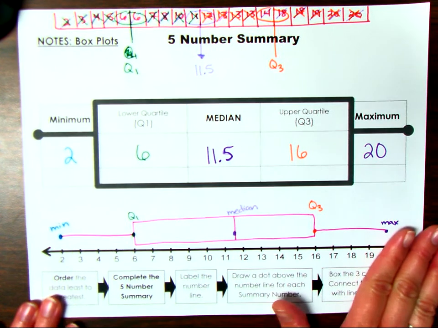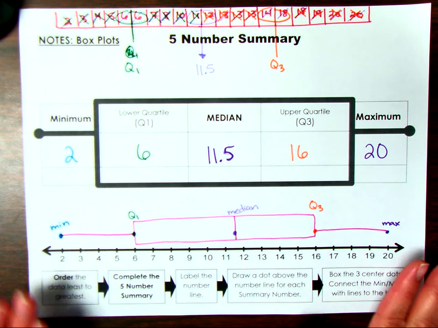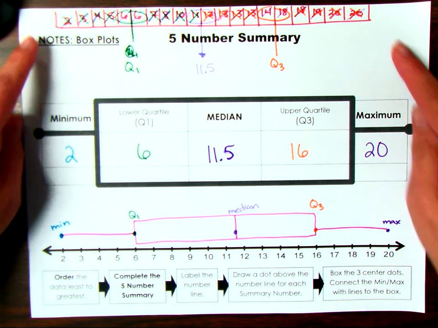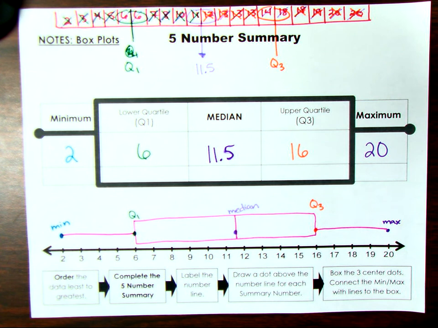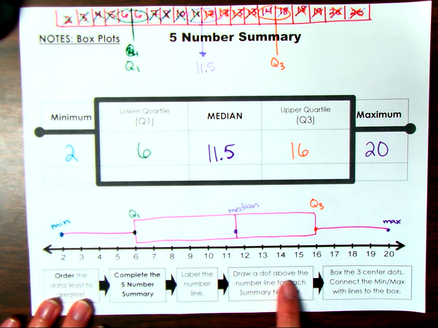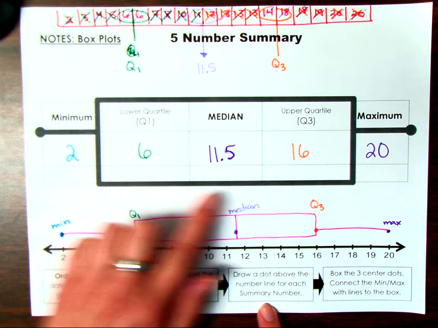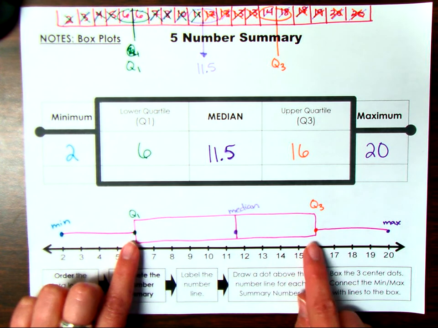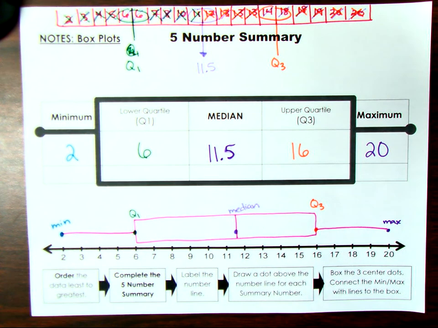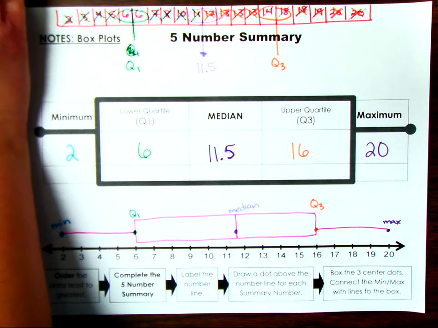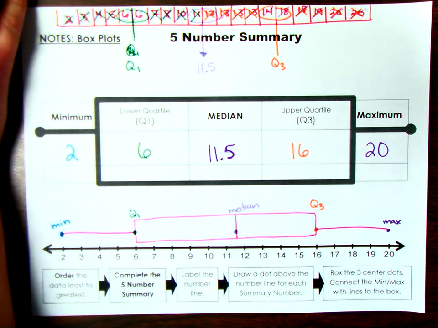In our next video, we're going to talk about interquartile range. This first video was just to show you how to take your data and create your box plot and what they represent when they're giving you a box plot. Sometimes you don't have to draw one. So here we said we draw a dot above the number line for each summary number, which we did. We box the 3 center dots and connect the min and the max with those lines. Okay? Again, I know there was a lot of information in this video, so if you do need to rewatch it, go ahead and do that.